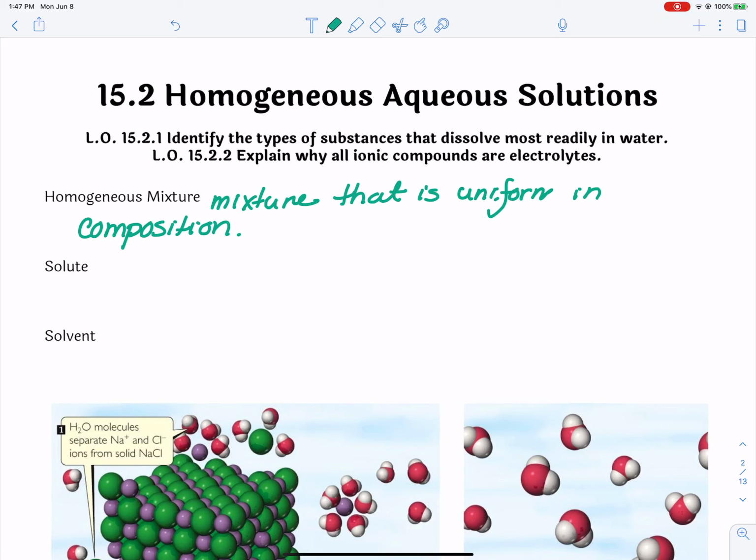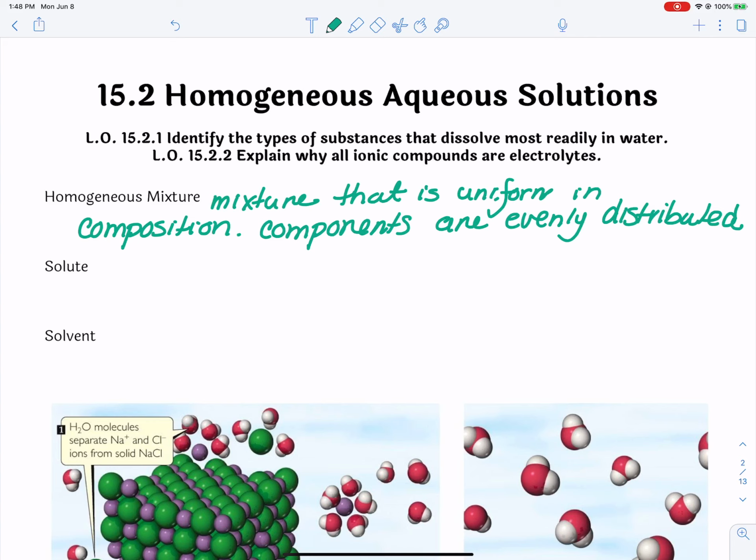Think about salt water. If I have a glass of water and I take a scoop of salt in and I stir it all around so that it dissolves, and then I take one scoop of water and another scoop of water, they'll have the same concentration of salt in. We would say that it has a uniform composition. Another way to say this is that the components are evenly distributed.